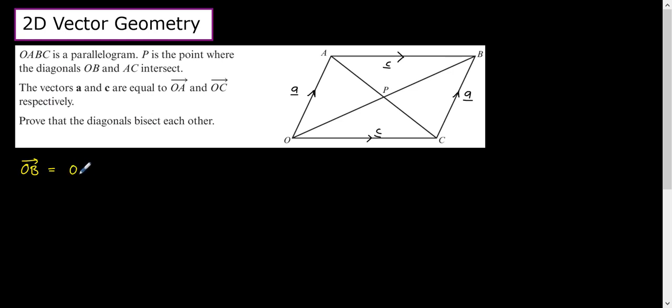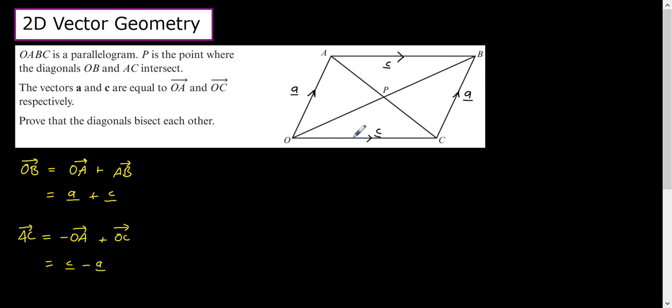So OB is OA plus AB, which is a plus c. Okay, so you're getting used to those vector journeys now. The other diagonal is AC. For A to C, I'm going backwards along a and forwards along c. So I'm going minus OA plus OC, which is c minus a.